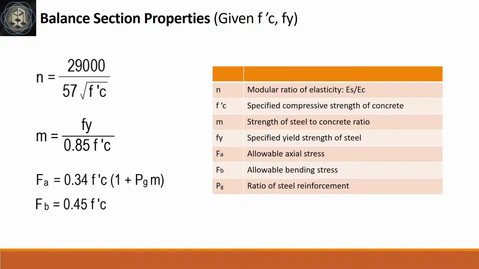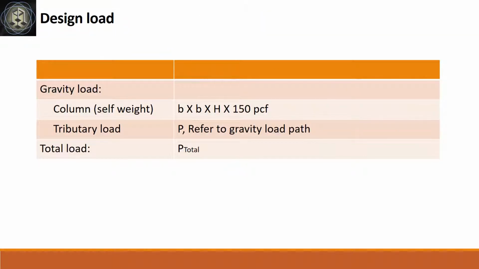From the input parameters, get the required ratios and allowable stresses needed for our design, like n, the modular ratio of elasticity, m, strength of steel to concrete ratio, Fa, allowable axial stress in reinforced concrete, and Fb, allowable bending stress in reinforced concrete. Determine the design load of column by way of tributary load and self-weight.